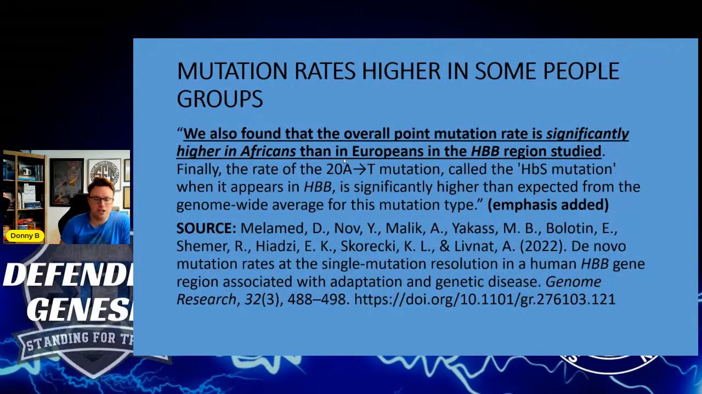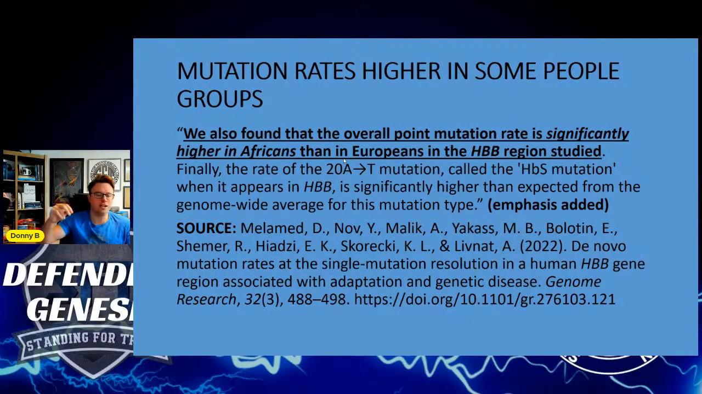Notice this, again, a 2022 paper. We also found that the overall point mutation rate is somewhat higher. No, significantly higher in Africans than in Europeans in the HBB region studied. In my debate with Grayson, he's trying to say, oh, it's just in that region. And it's like, evolutionists, unfortunately, they have a lot of unsophisticated thinking. They don't make any testable predictions because they are assuming a constant rate.